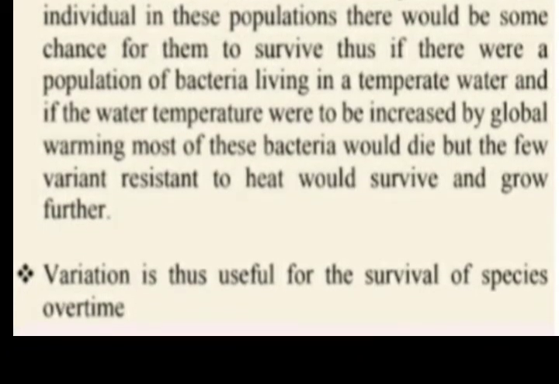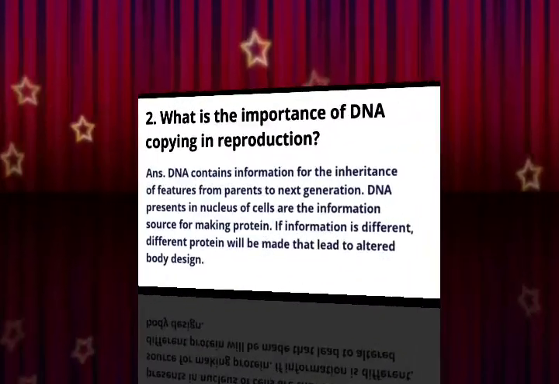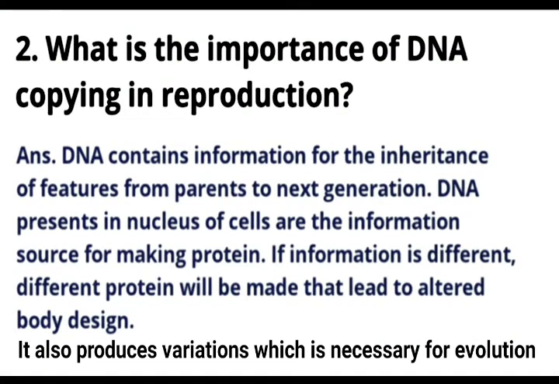Now let us discuss some questions. Name the life process that ensures that a plant or animal species will not disappear from this earth. Reproduction. Question number 2. What is the importance of DNA copying in reproduction? DNA contains information for the inheritance of features from parents to the next generation. DNA present in the nucleus of cells is the information source for making protein. If the information is different, different proteins will be made that lead to altered body design. It also produces variation which is necessary for evolution.